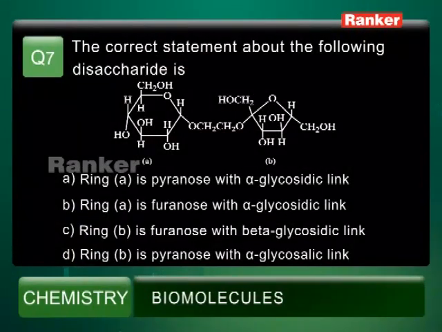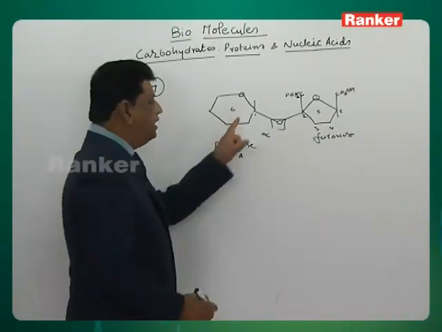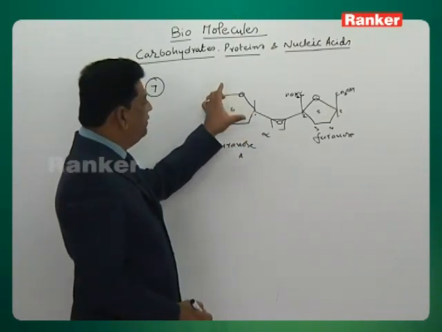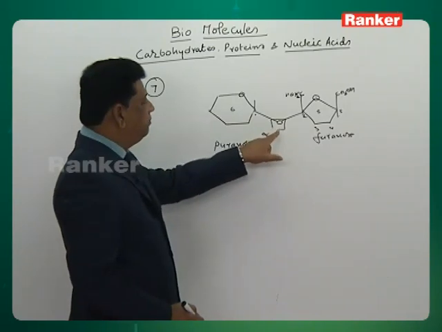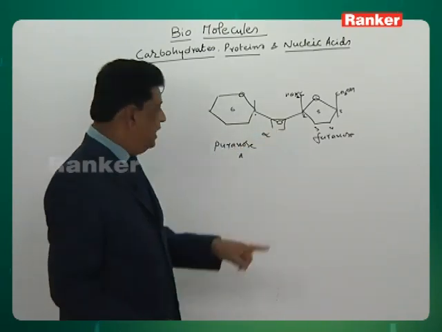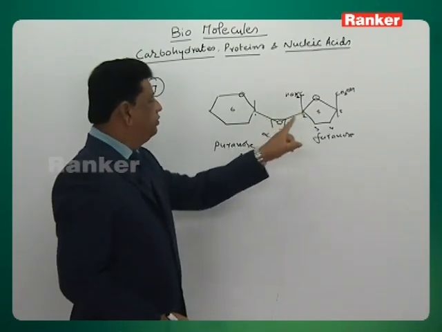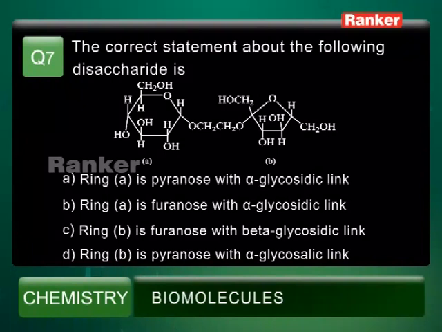So ring A, with alpha glycosidic linkage, means the one which opens and closes, this OH opens here. So this particular OH is called the glycosidic hydroxy group, and this is linked to the next. Therefore, the right statement is ring A is pyranose with alpha glycosidic linkage. The answer A is the right answer.